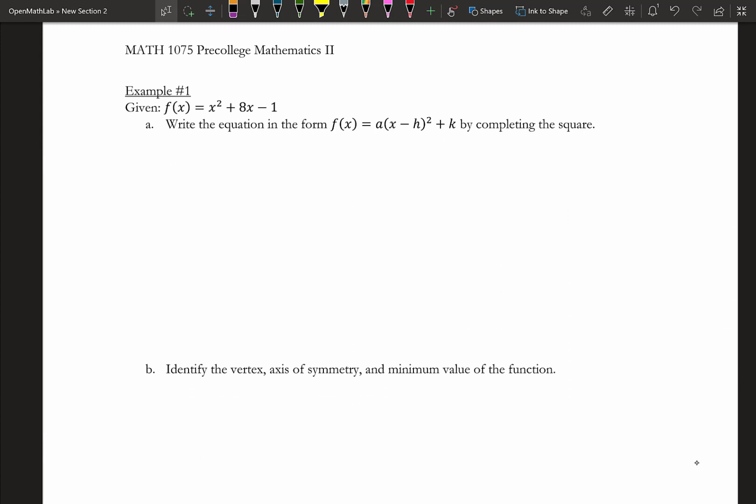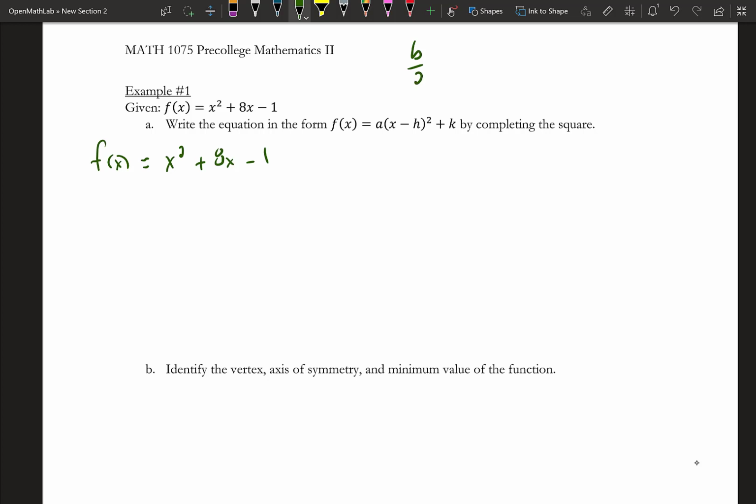So now looking into this section, we have example 1. We have f of x equals x squared plus 8x minus 1, and I want to write the equation in the form that we just talked about. To do this, you're going to have to complete the square. So we have f of x equals x squared plus 8x minus 1, and then I can complete the square.